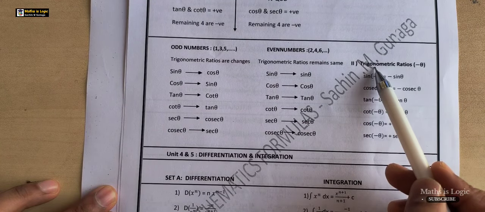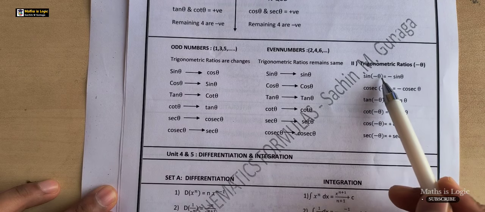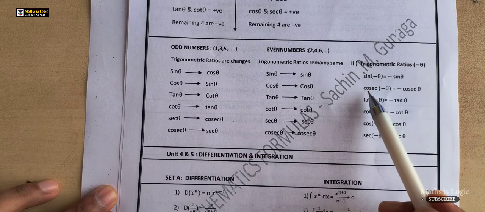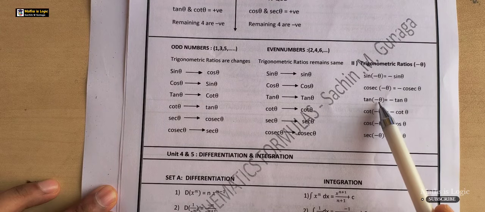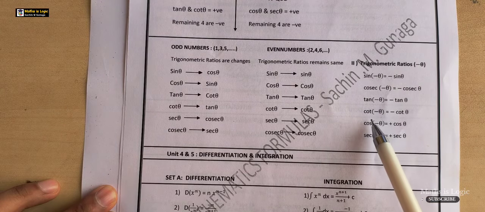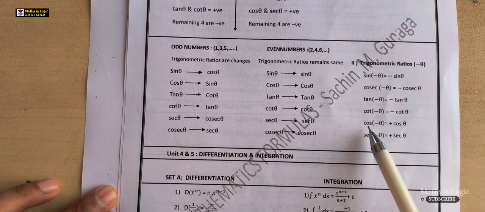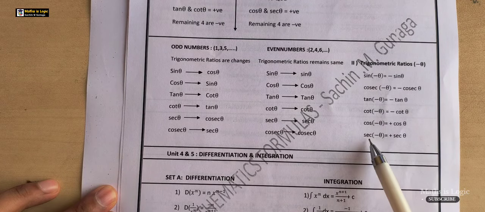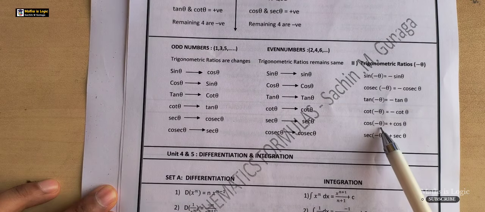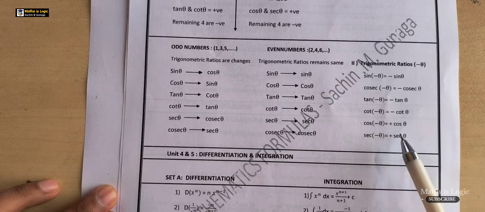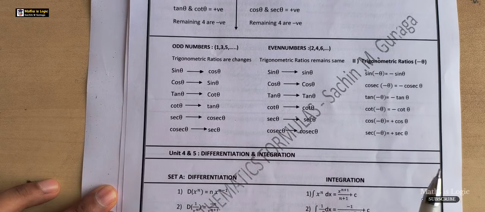And also remember trigonometric ratios of minus theta, negative angle. Sine of minus theta is minus sine theta, cosec of minus theta is minus cosec theta, tan of minus theta is minus tan theta, cot of minus theta is minus cot theta. But cos of minus theta and sec of minus theta become positive. That is, cos of minus theta is plus cos theta, sec of minus theta is plus sec theta.